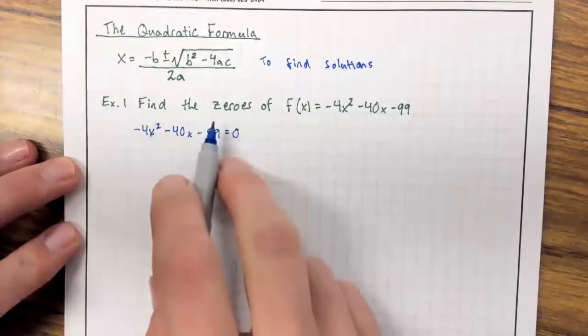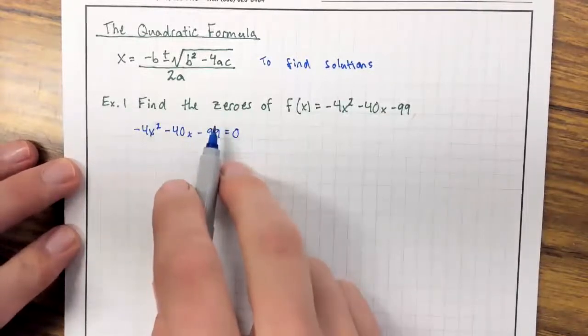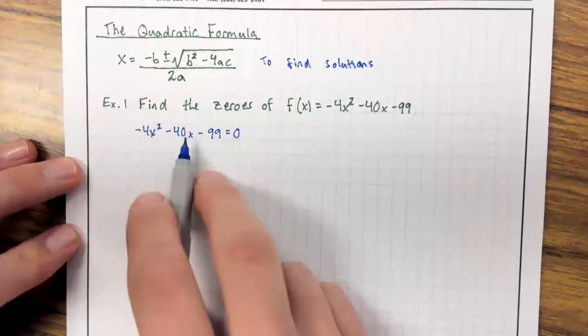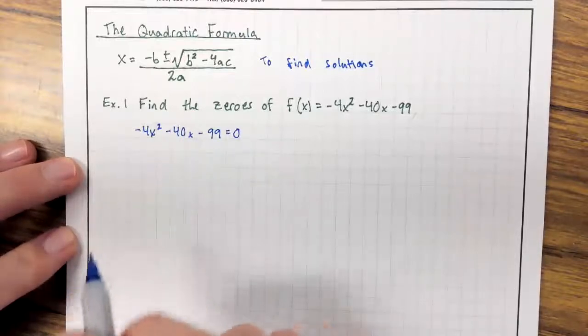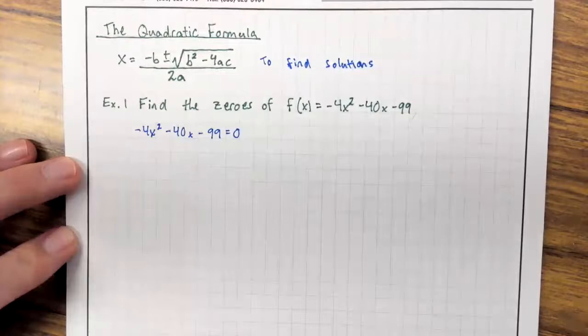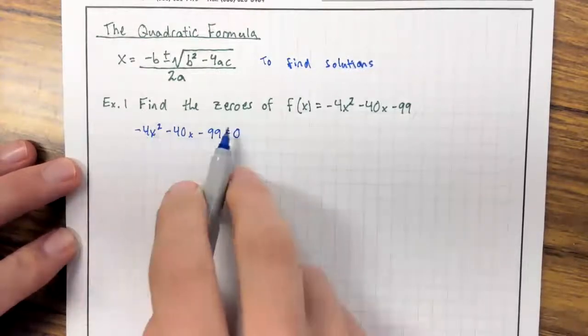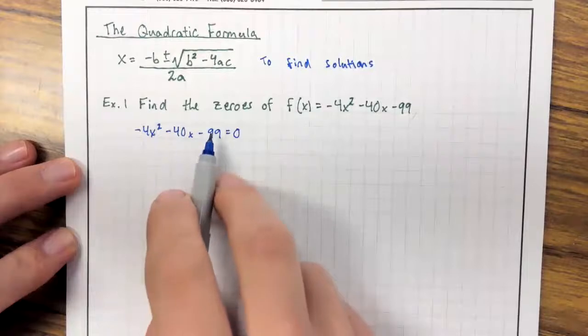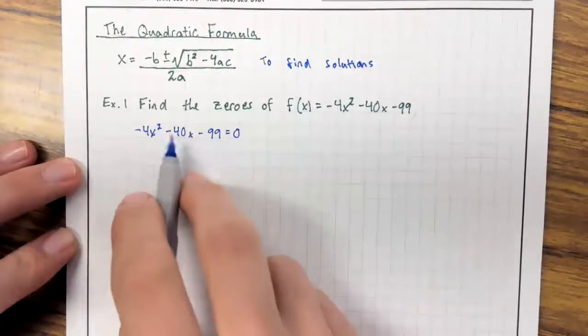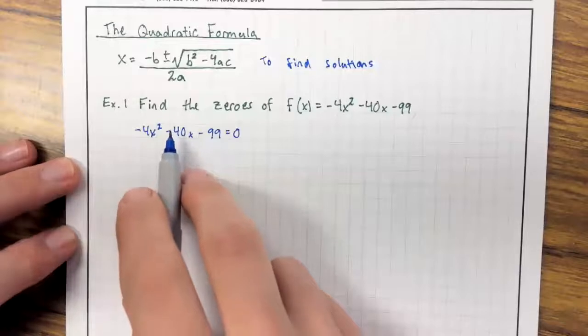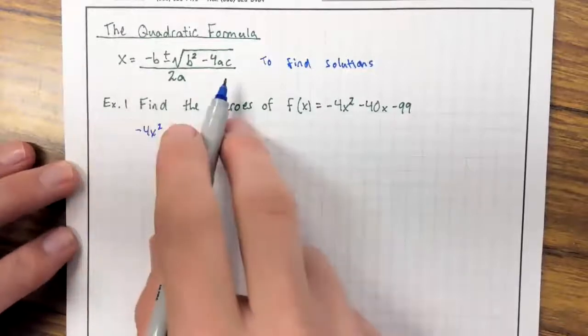If we were going to factor this, you would multiply negative 4 by negative 99, find factors of that value that add up to negative 40, rewrite your equation, do some factor by grouping, eventually set each factor equal to 0, and finally solve. The hardest part is finding factors of the product of 4 and 99 that add up to negative 40. Not going to be easy to do, so let's just avoid that and use the quadratic formula instead.